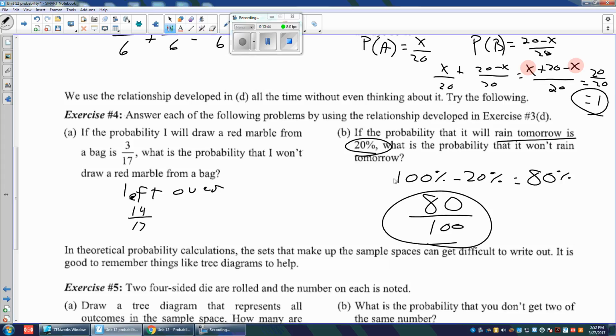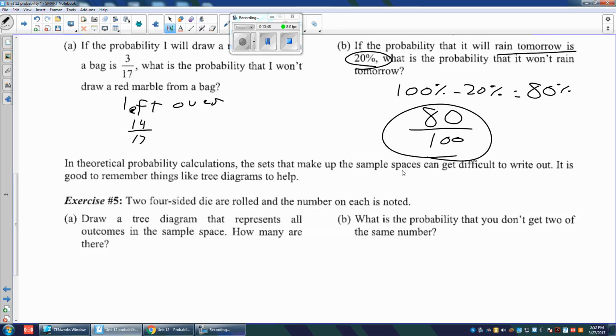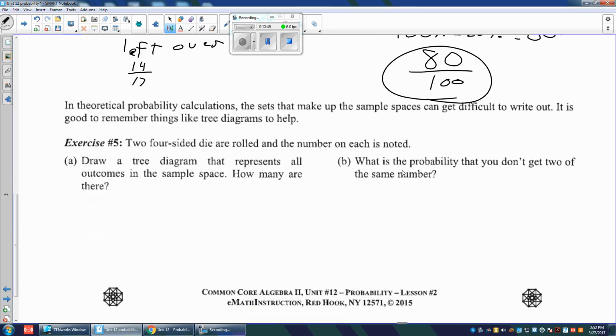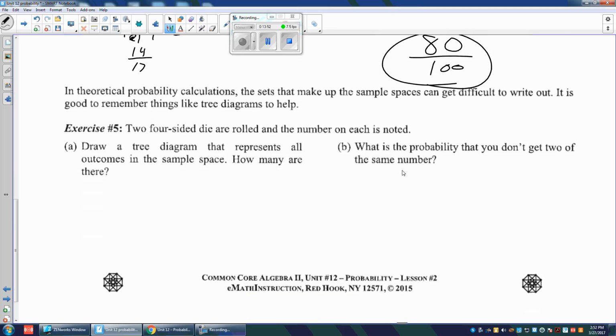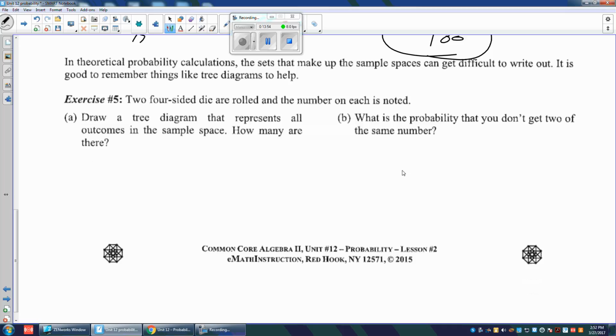In theoretical probability calculations, the set that makes up the sample space can get difficult to write out. It's good to remember things like tree diagrams. 2 4-sided dice are rolled, and the number on each side is noted. Draw a tree diagram that represents all the outcomes in the sample space, and how many are there? Remember the last time I drew a tree diagram, I had flip 1, flip 2, flip 3? Well, now it can be roll 1 or die 1, and roll 2 or die 2.